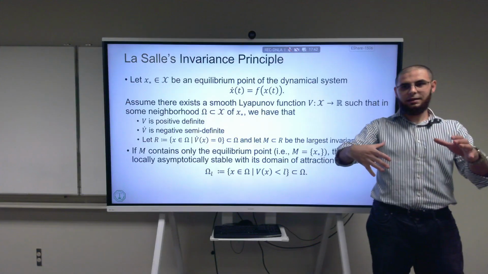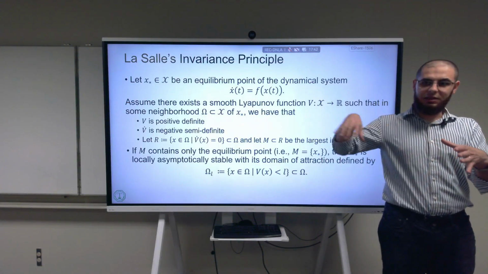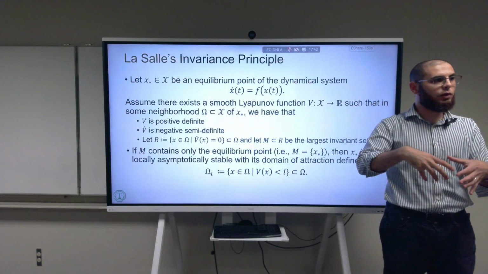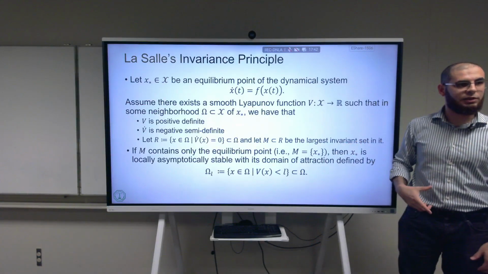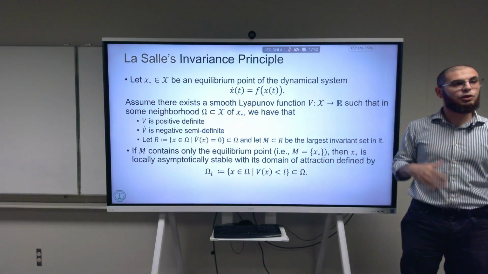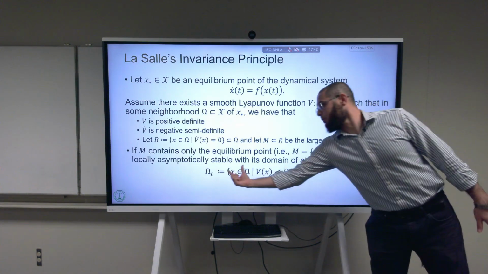You remember we said that we can prove it is locally asymptotically stable, which means that if I start near the equilibrium point, I can go to it. But we never characterized how big or small this domain of attraction is. With LaSalle's invariance principle, you do have a domain of attraction. What is this domain of attraction? So this is omega L.